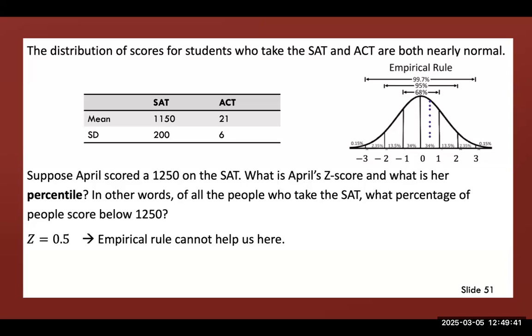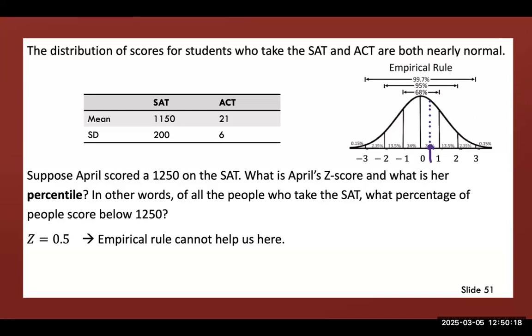Now, 0.5 in the empirical rule picture we have to the right is halfway between 0 and 1. We said that we can use the empirical rule as long as the Z-scores are things like 0, 1, 2, 3, or -1, -2, -3. That's the only time we can use the empirical rule. I can't tell from the empirical rule chart what her percentile is, but I can make an estimate.